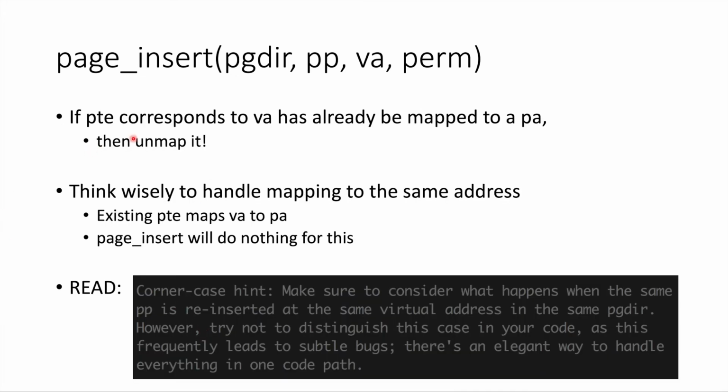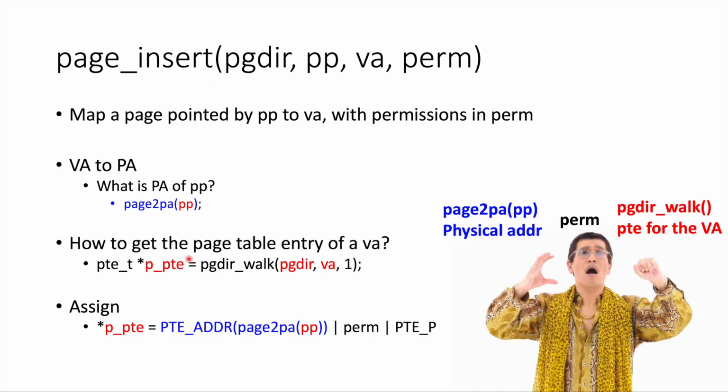And in page_insert, there is one special case, because if the PTE corresponding to a virtual address already has an existing mapping to a physical address, then we need to unmap it. So for example, we will run pgdir_walk like this, but if you check the PTE_P flag and that is non-zero, that means that this virtual address has already been mapped to a physical address. In that case, we need to release that physical mapping and put this new physical page at the virtual address.